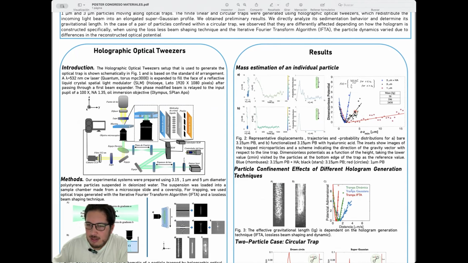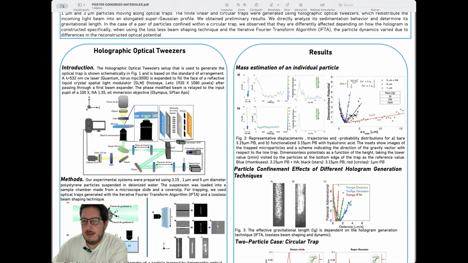A standard 3-micron particle shown in black, a similar one functionalized with hyaluronic acid in blue, and a smaller 1-micron particle in red. Essentially, this first result demonstrates that our holographic setup is sensitive enough to measure the effect of gravity on a single microscopic particle.